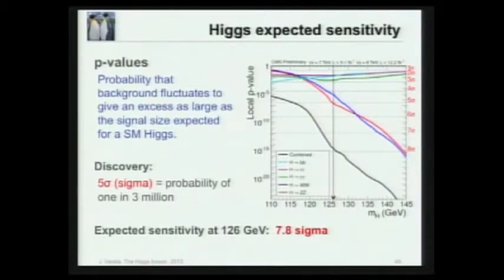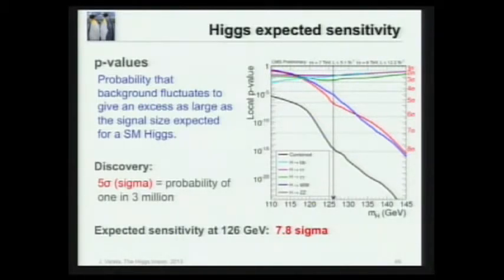The expected sensitivity is normally expressed in something called the p-value. The p-value is a probability: the probability that the background fluctuates to give an excess as large as the signal expected from the Higgs. So if I have background processes, you have these plots, you have events, I expect from the background 10 events, but I observe 15. That means that the average value of the background is 10, but it fluctuates and gave 15. But if I expect 10 and I observe 100, we would need a very big statistical fluctuation to go from 10 to 100.